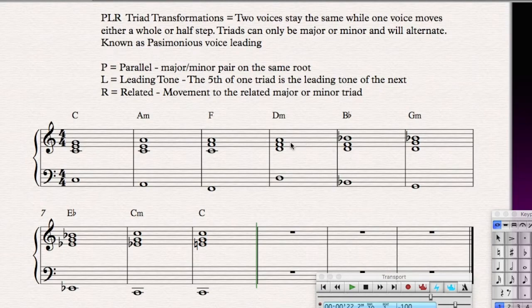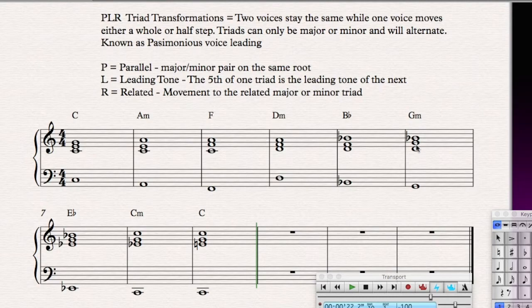The next one, we used a leading tone movement. We used the fifth of the chord as the leading tone for the next chord. A leads into a B flat. We retained D and F and moved the fifth of the chord up a half step to B flat to give us a B flat major triad. We again used a related movement: B flat major triad is related to a G minor triad. So we retained the B flat, retained the D, F moves up a whole step to G.